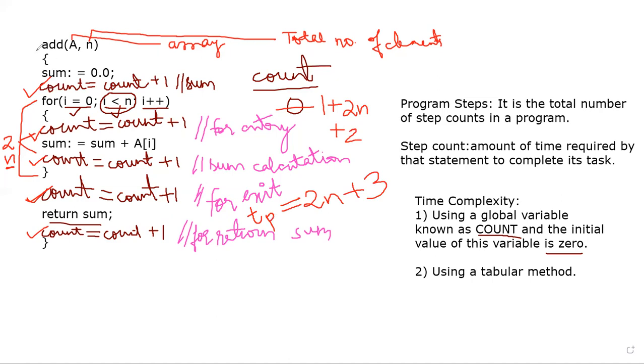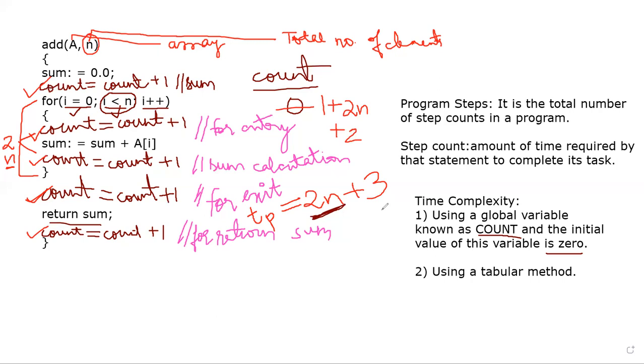You know that this program completely depends upon the value of n. Whatever the value of n, this program will take that amount of time. When the number of elements you provide for addition is 5, what will you get? 5 into 2, 10, 10 plus 3, 13. Suppose you are measuring the time in milliseconds, so 13 milliseconds will be the total time needed for this program. And suppose you provide n equal to 100, what will be the time? 100 into 2, 200, 200 plus 3, 203 milliseconds.